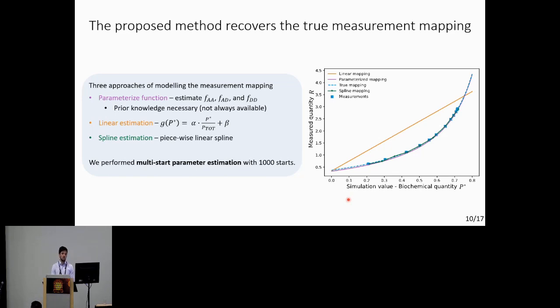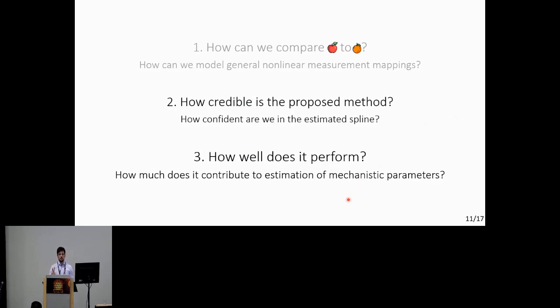So now that we know how to compare apples to oranges, we're going to answer two more questions about the method, two most important questions. How credible is the proposed method, so how certain or how confident are we in the estimated spline? And secondly, how well does it perform on a benchmark of models? And specifically in these ODE estimation problems, we are most interested in how well the mechanistic parameters are estimated. So that's the initial theta parameter, if you remember from the introduction.